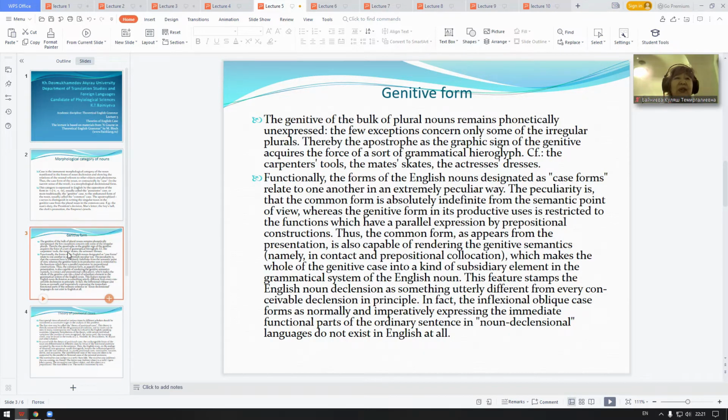This feature stamps the English noun declension as something utterly different from every conceivable declension in principle. In fact, the inflectional oblique case forms as normally and imperatively expressing the immediate functional parts of the ordinary sentence in noun-declensional languages do not exist in English at all.